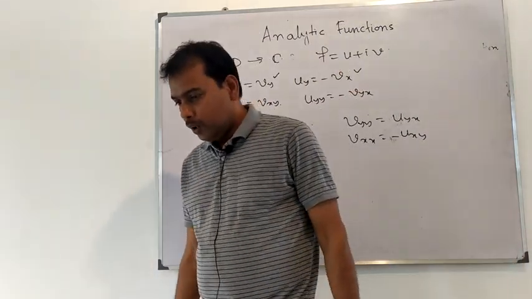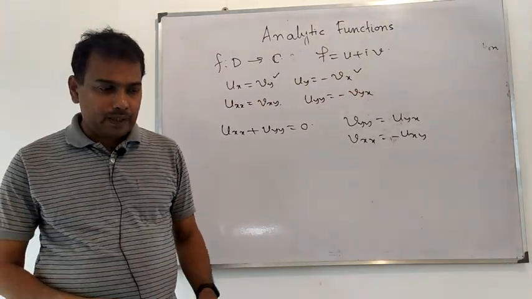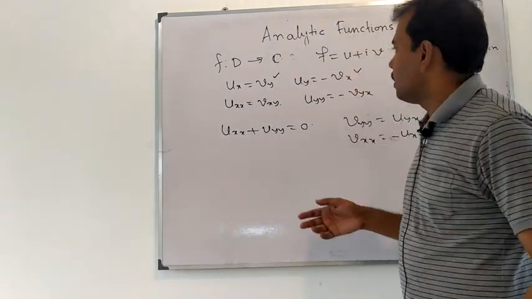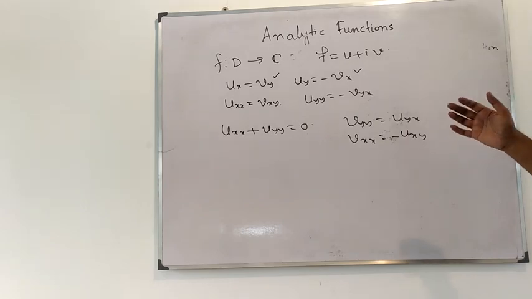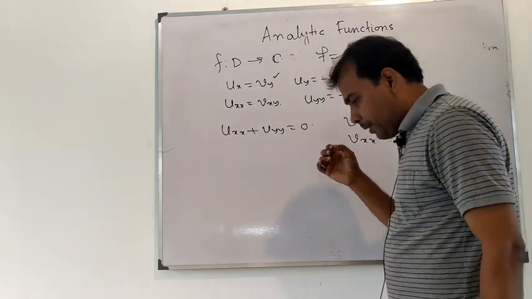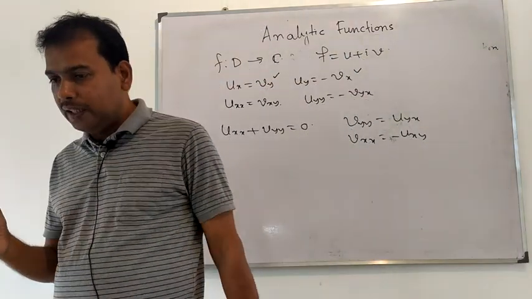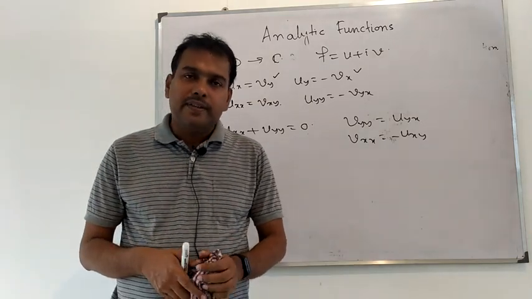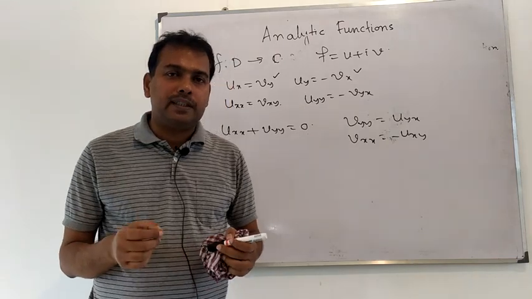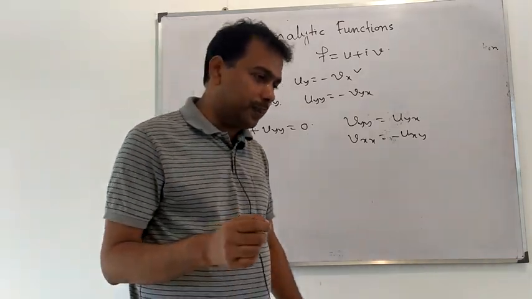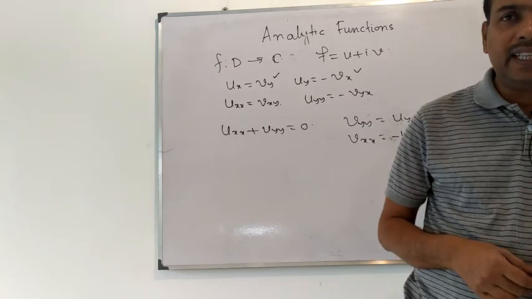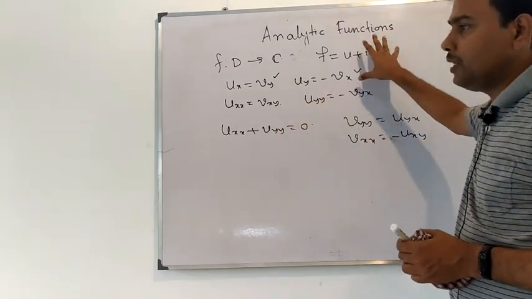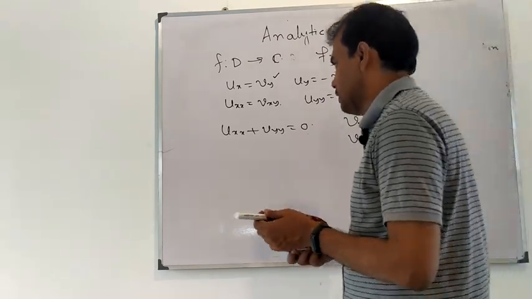We now give an example, and a method. Here, we will describe a method where, if the function u is given, we can find the function v, and from that we can find f, that is u plus iv, which is analytic. That is, given a function u, we now find a function v such that u plus iv is an analytic function.